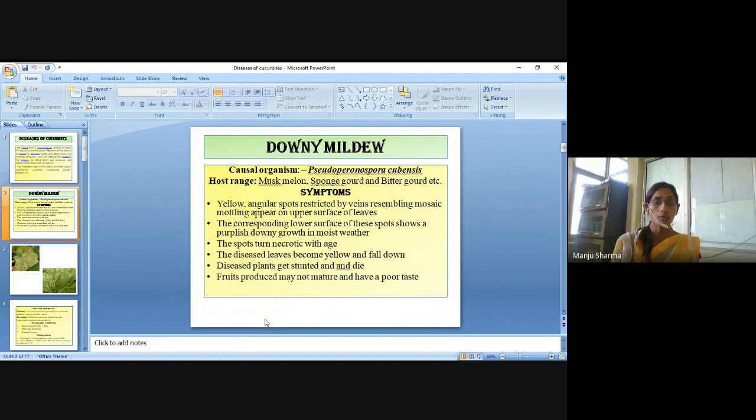The diseased plants get stunted and die, and the fruits produced may not mature and have a poor taste.